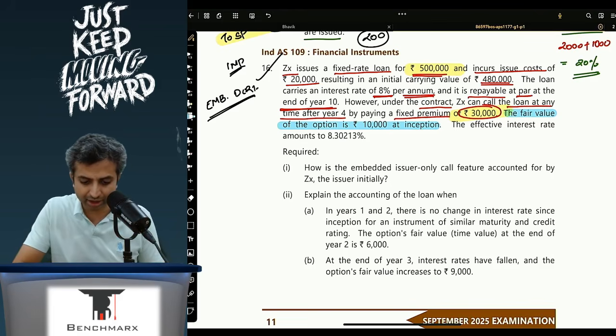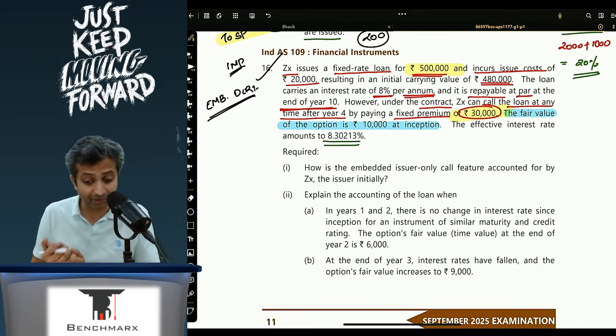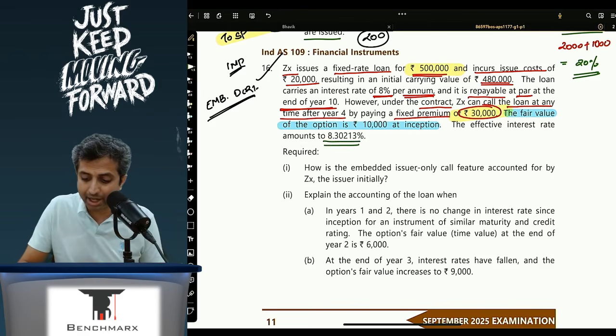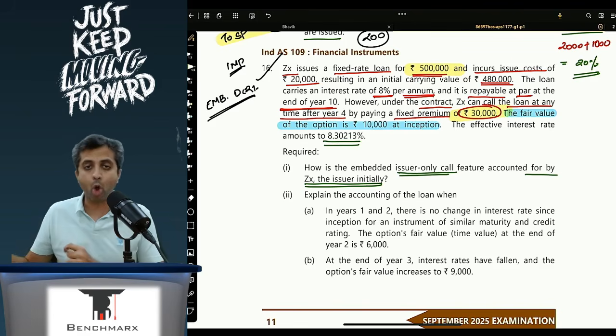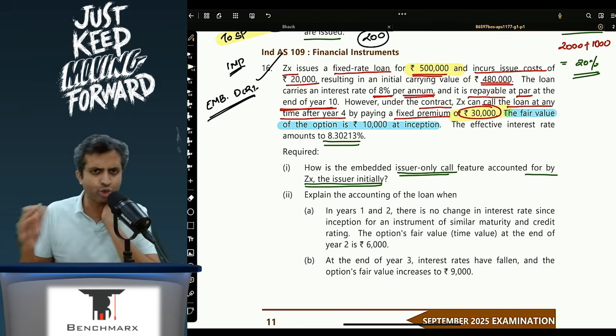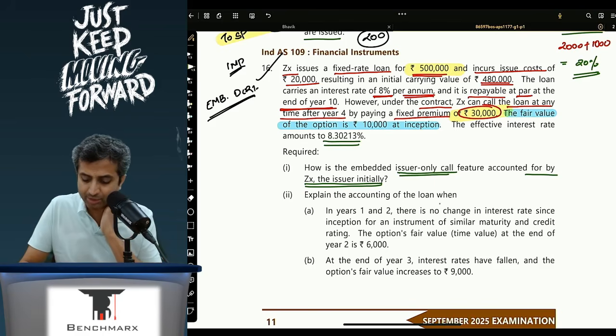Okay, the effective interest rate amounts to 8.30213%. It will be different because there is a transaction cost as well. How is the embedded issuer-only call feature accounted for by ZX, who is the issuer entity? So the question is, should you account for it separately, or should you combine and do no separation? That is the first thing. Second, explain the accounting of the loan when in years 1 and 2 there is no change in the interest rate since inception for an instrument of similar maturity and credit rating.